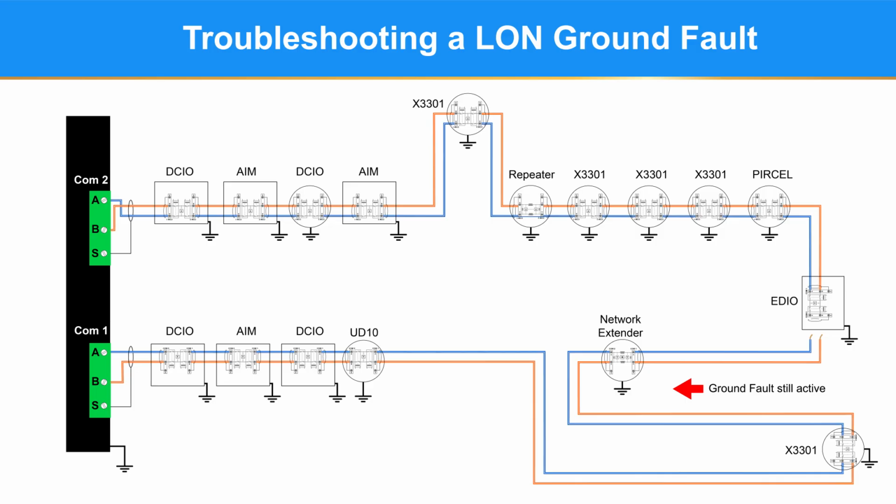The next step would be to segment the LON between the EDIO break and COM1 of the controller and see if it clears the fault. If the fault does clear after disconnecting at the EDIO, the problem is between the EDIO and COM2 of the controller, which you now have to segment to find where the problem is.